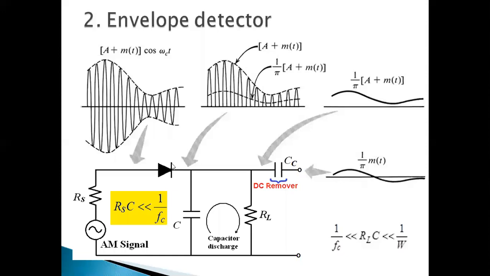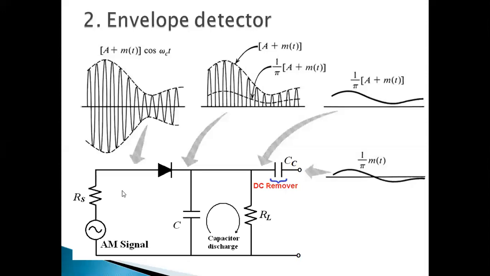Now this envelope detector consists of a diode and a resistance capacitor filter. This circuit is also known as a diode detector. Remember, the envelope detector can also be called a diode detector because we are using the diode as a non-linear element. So this circuit is also known as the diode detector. That is one point.